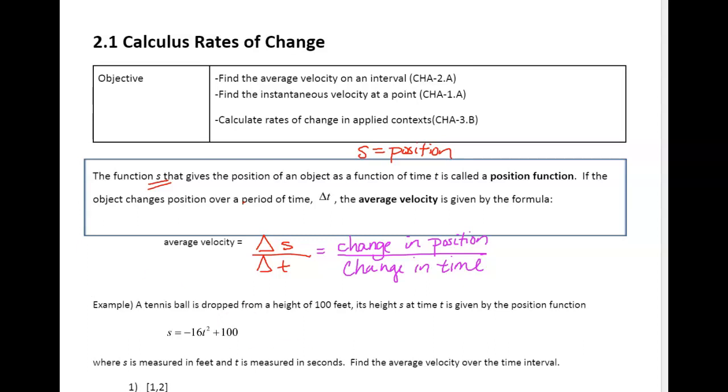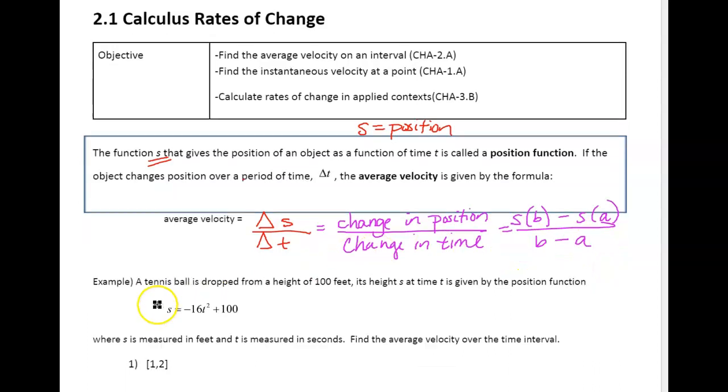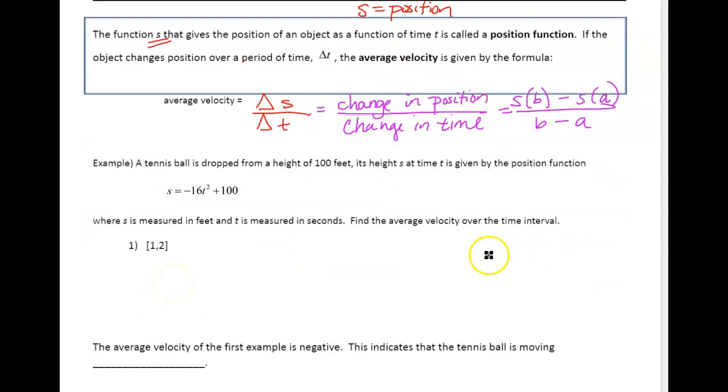So let's look at our first example. So when we've got S of B, S of A all over B minus A. Our tennis ball is being dropped from a height of 100 feet. Its height is given by this position function. So this 100, that's where it shows up. So we really don't need to know that, but that's where it came from. Due to gravity, this is a common number that you'll see. So this is our position equation. It's like S of T, if you want to think of it that way. We're measuring it in feet and in seconds. You won't be converting, that's not our issue.